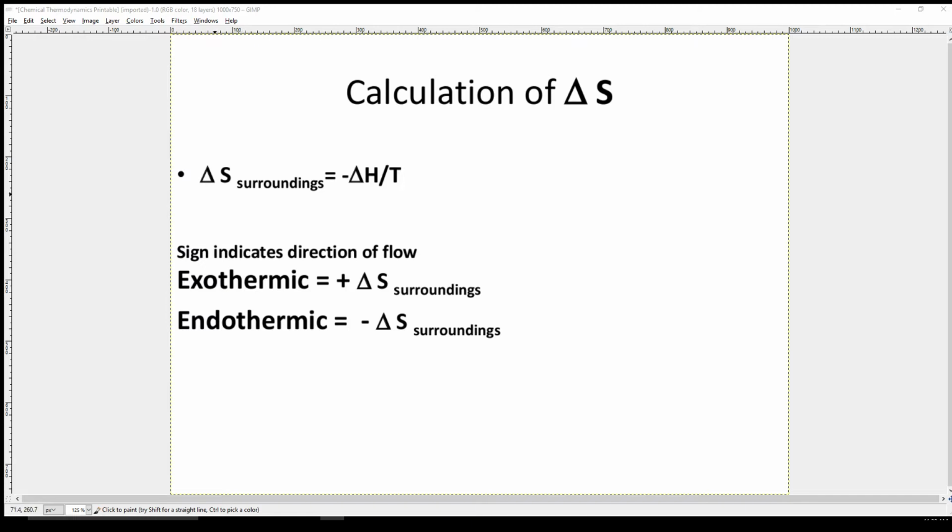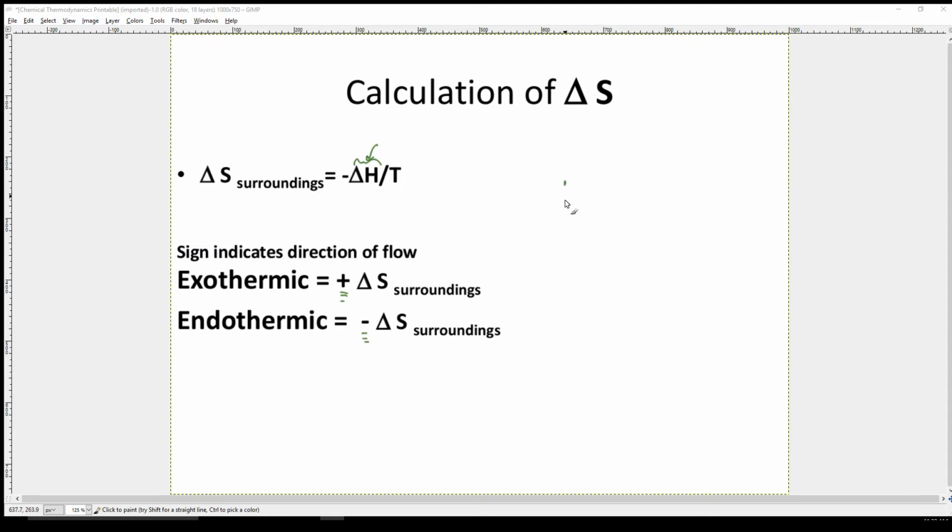Another way to calculate delta S: the delta S of the surroundings is equal to the negative change in enthalpy over the temperature. The sign of this will indicate the direction of the flow. If you have an exothermic reaction, you're going to be adding entropy to the surroundings. If it's endothermic, you would be losing entropy from the surroundings. You could test that out for yourself, plugging in positives and negatives for delta H to see how an exothermic versus an endothermic reaction affects the entropy of the surroundings.